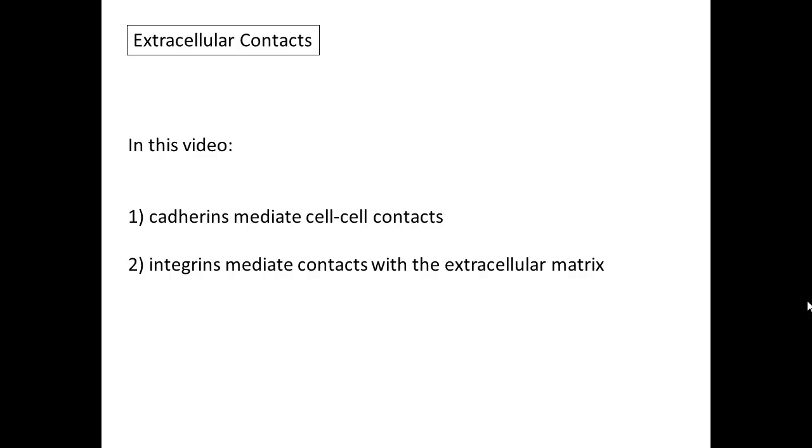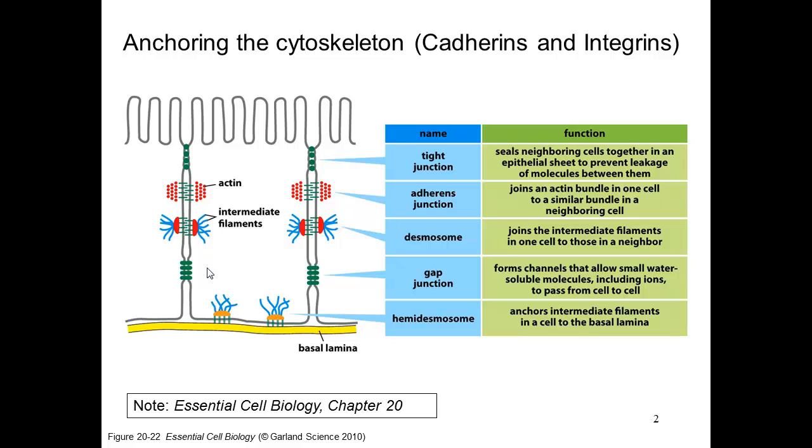Hi there. In this final video of this section, we'll talk about how cells interact with each other via cadherin proteins and how they interact with the extracellular matrix using integrin proteins. This slide summarizes a lot about those interactions. We'll focus in particular on cell-cell contacts at the adherens junctions and the desmosome. These are cadherin proteins interacting with each other from each cell.